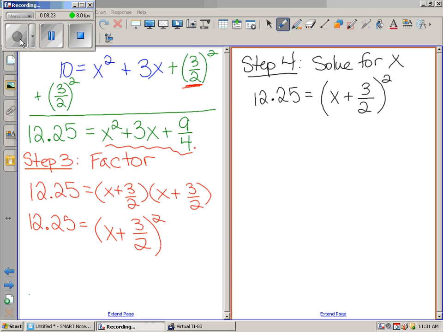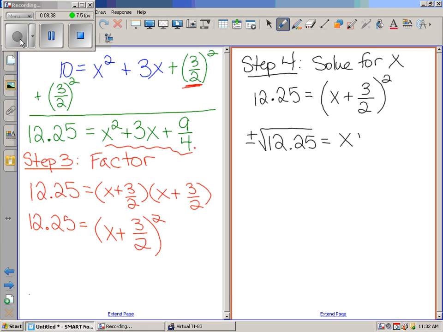Yeah. Guys, step 4 is solve for x. How do we get rid of a squared? Square root. And I'm going to show you something. People are going to get real confused. So if we took the square root of both sides, we'd have to do plus or minus square root of 12.25. Is anybody real confused why plus or minus? Okay, side note.